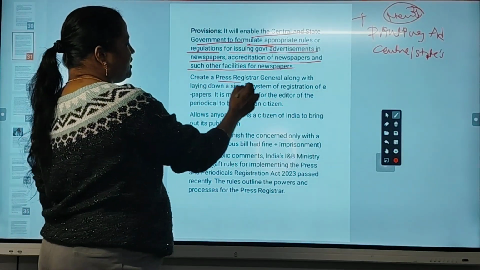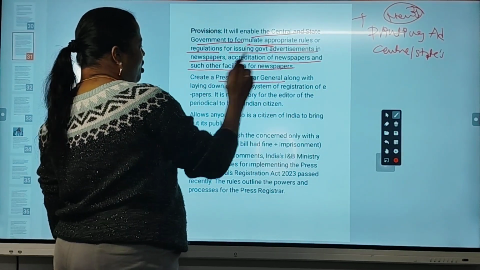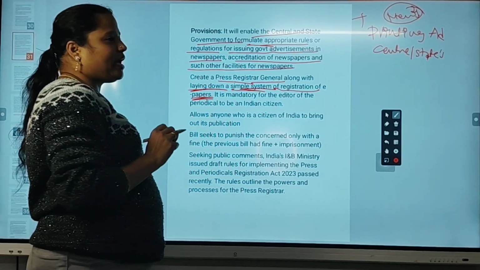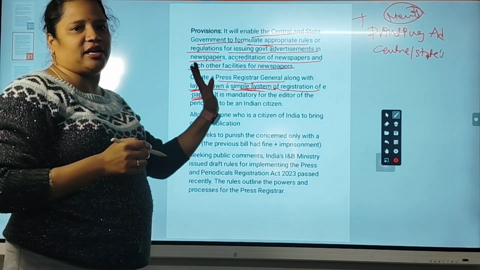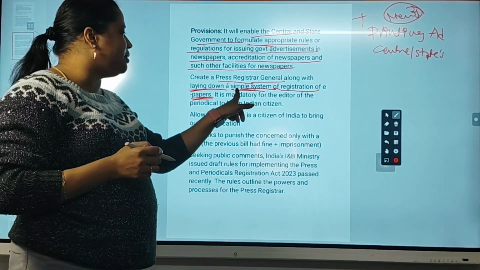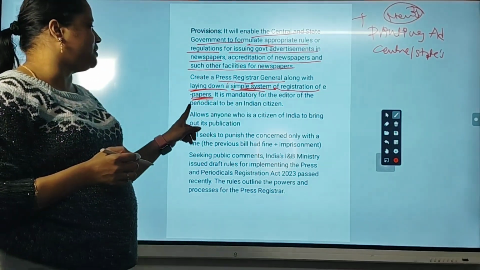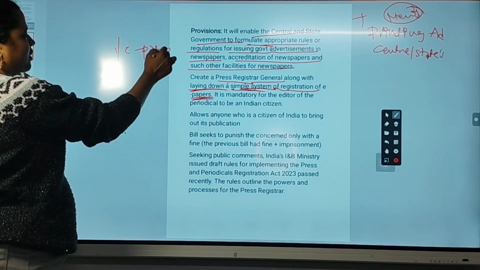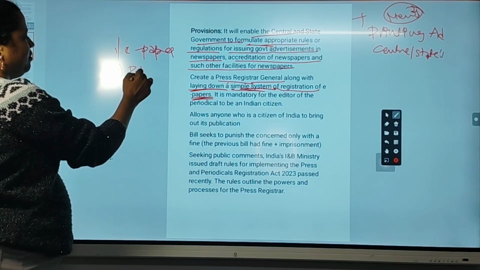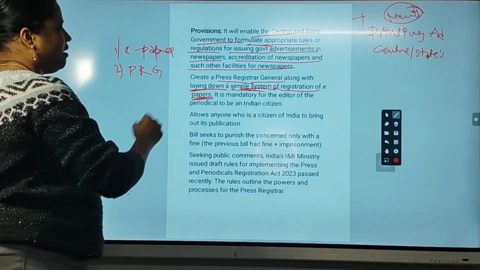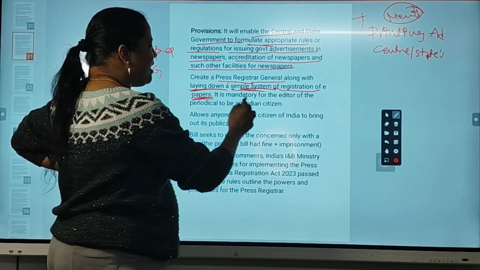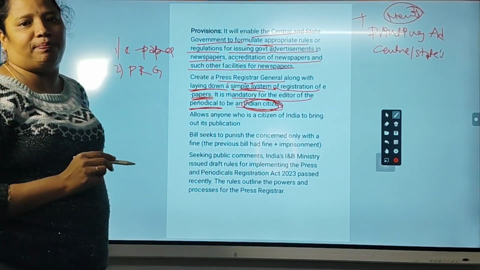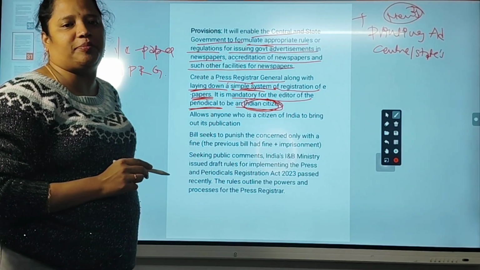It will create a press registrar general along with laying down a simple system of registration of e-papers. There will be a press registrar general along with a simple registration system for e-papers. It means there will be a registration process for e-papers and a press registrar general for general papers. It is mandatory for the editor of the periodical to be an Indian citizen. The editor of a paper must be an Indian citizen. He can't be a foreigner.